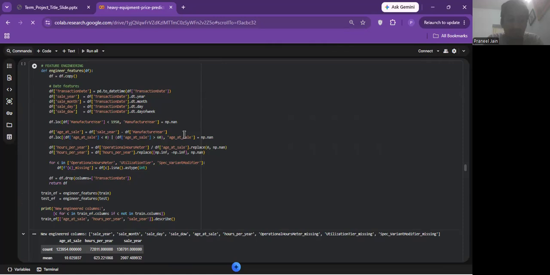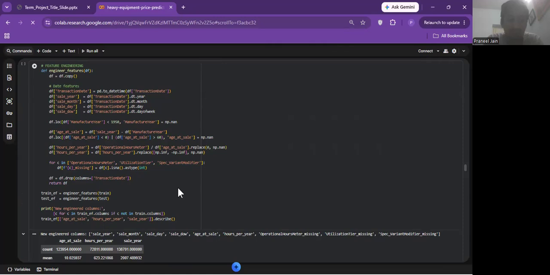The next thing we have done is the hours-price correlation, as we can see here. I have used hours per year equal to operation hour meter divided by age, which gives us usage intensity, because intensity matters. Let me give you an example: a young machine which is heavily used and an old machine which is rarely used shouldn't be compared the same. So this was all the feature engineering that we have done.